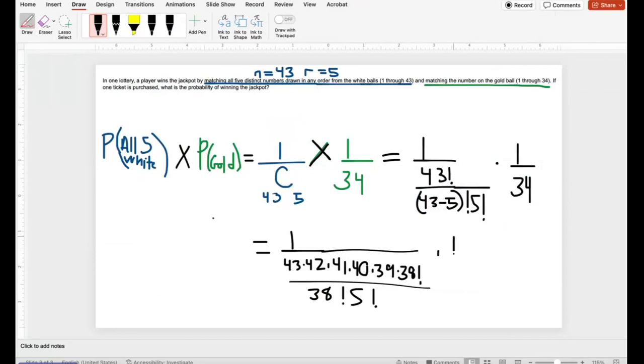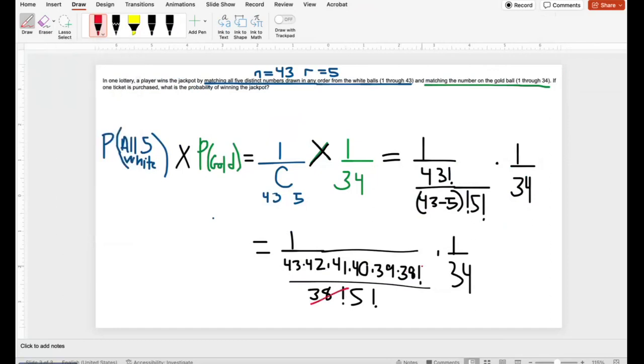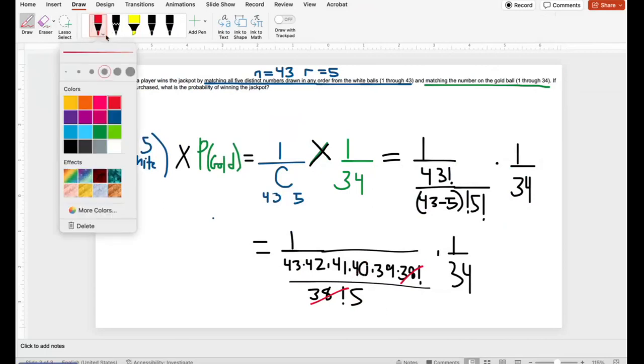And then it's still times 1 over 34. Now, this is going to cancel here. Let's do it in red. And then the 5 goes in, we could take it out of 40, I guess, and make that an 8, right? Oh, no, that's 5 factorial. Oops. Let me write that out. Let's take this. 5 factorial, we get 120. So let's just work it out.